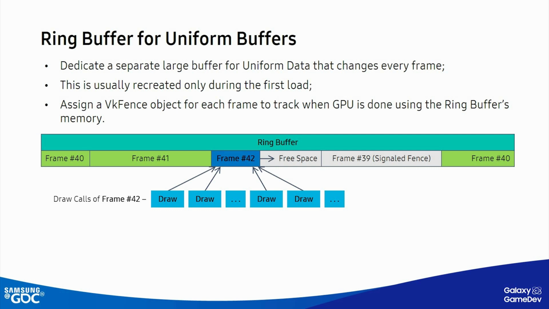As an example, here frame 42 is writing to the ring buffer. Frame 40 and 41 are still using the buffer, so their fences have not been signaled yet. But frame 39 has already finished on the CPU, so its fence has been signaled. So this memory is safe to be reclaimed once the buffer runs out of free space. But if there is no more free space, just replace it with a bigger one. Create a large enough buffer to always have free space.